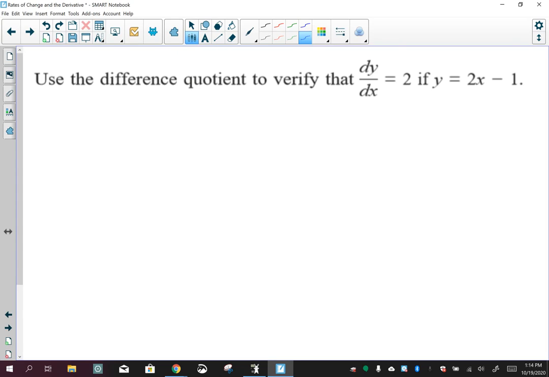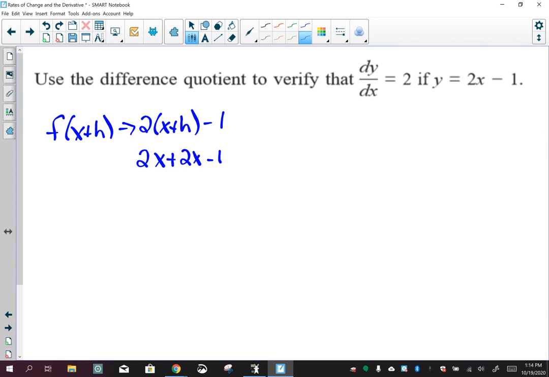All right, welcome back. Let's see how you did. So f of x plus h. That is 2 times x plus h minus 1. So we have 2x plus 2h minus 1. I so wrote x exactly when I said h. Let's try that one again.